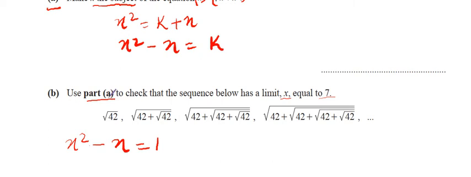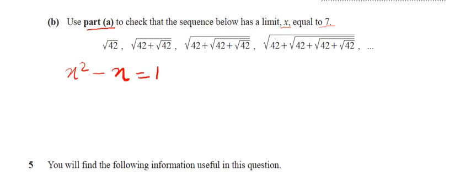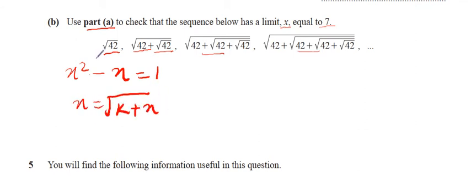This is part B. We are asked to use part A to check that the sequence below has a limit x equal to 7. We have a sequence: square root of 42, square root of 42 plus square root of 42. This is the third term and this is the fourth term. So previously we wrote x is equal to square root of k plus x. So we have to use this. And they said x is equal to 7, so x is equal to 7 here.